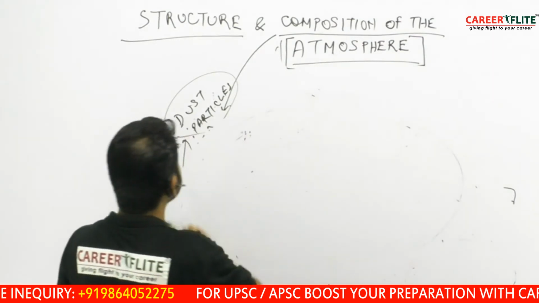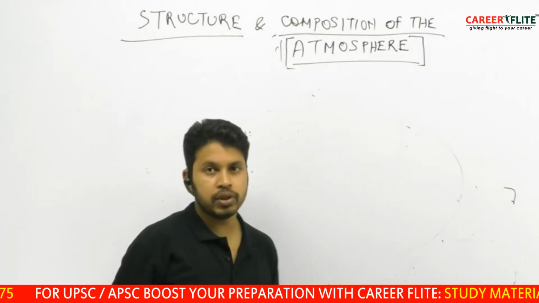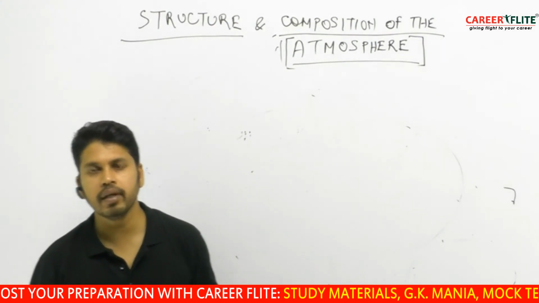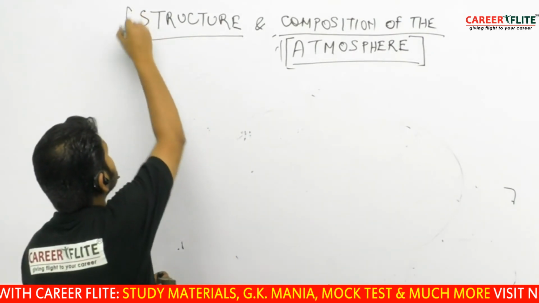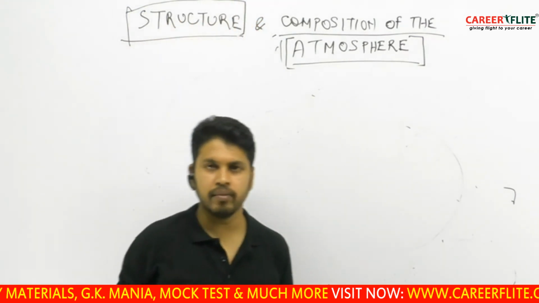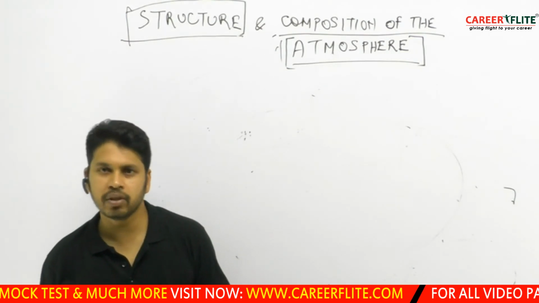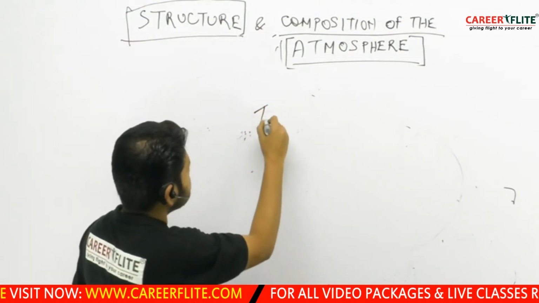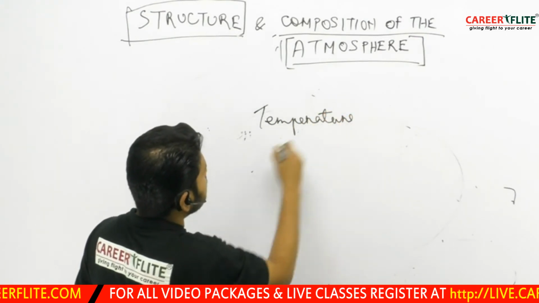Now we have talked about the composition of the atmosphere. Composition means the different constituents of the atmosphere. First we talked about gases, then we talked about water vapor, then next we talked about dust particles. Now in this next part we are going to talk about the structure of the atmosphere, how we can categorize the atmosphere. We can find different layers. We can categorize the atmosphere into different layers based on the temperature and density.